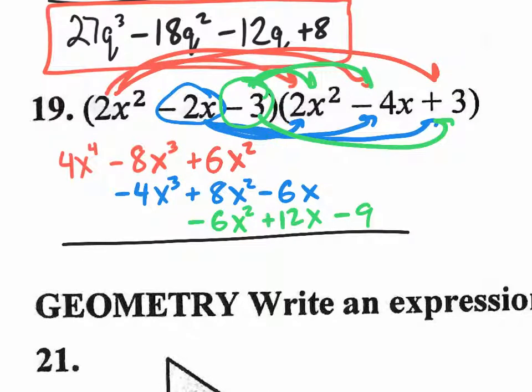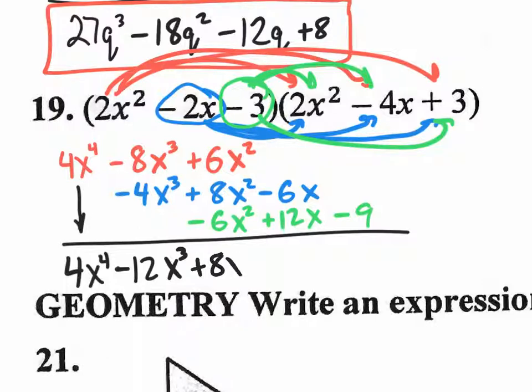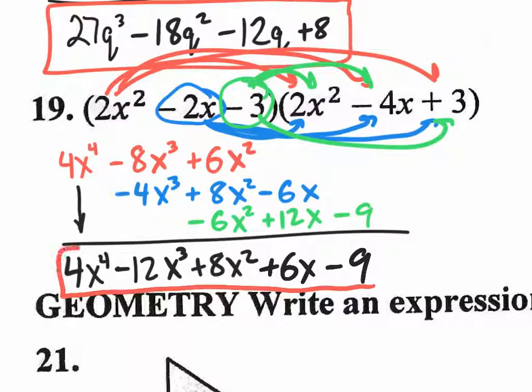Now we're ready to combine these 3 lines. The first part of your answer is going to simply be 4x to the 4th. When I combine negative 8 with negative 4, that gives me a negative 12 of those x cubes. When I combine 6 with 8, I'll get 14. Take away 6, it gives me back 8, so I'm going to get a positive 8x squared. And of course, you could have said 6 and negative 6 cancel out, so 8x squared is the only answer. And then when you combine the negative 6x with the positive 12x, you get positive 6x. Bring down the minus 9, and you are done. Quartic polynomial again.